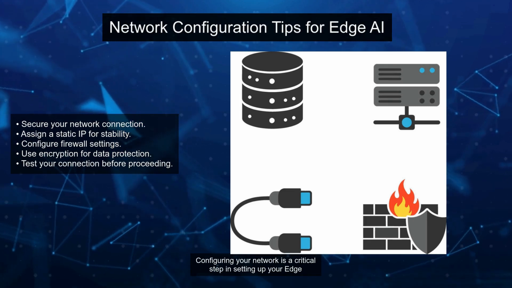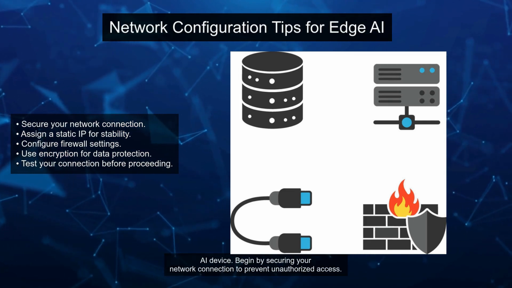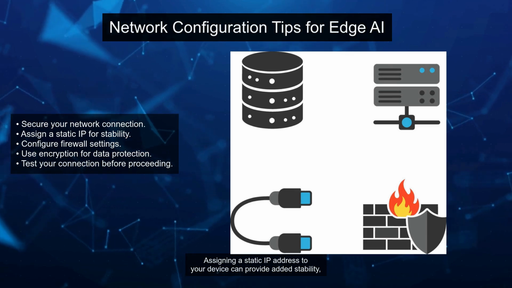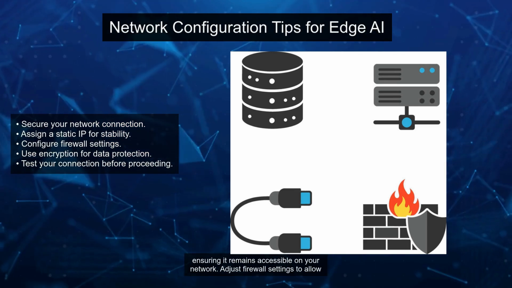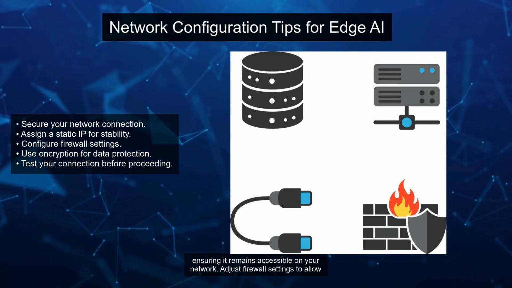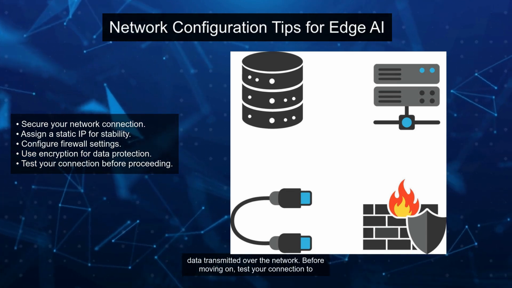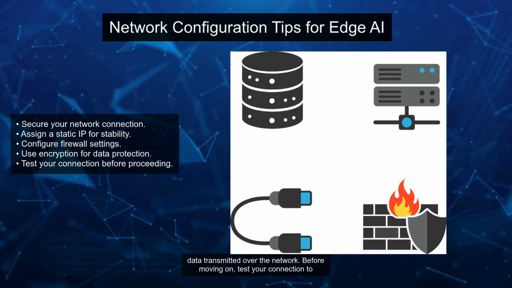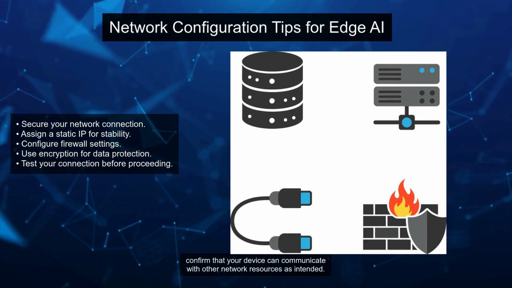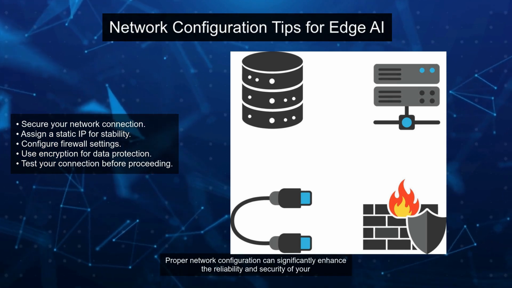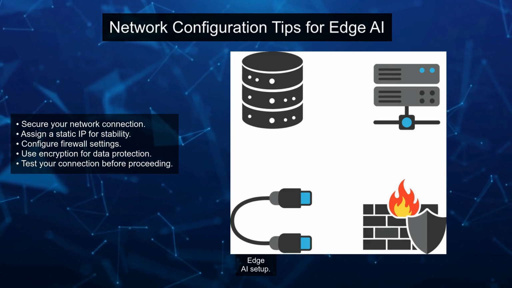Configuring your network is a critical step in setting up your Edge AI device. Begin by securing your network connection to prevent unauthorized access. Assigning a static IP address to your device can provide added stability, ensuring it remains accessible on your network. Adjust firewall settings to allow necessary traffic while blocking potential threats. Implement encryption methods to protect sensitive data transmitted over the network. Before moving on, test your connection to confirm that your device can communicate with other network resources as intended. Proper network configuration can significantly enhance the reliability and security of your Edge AI setup.